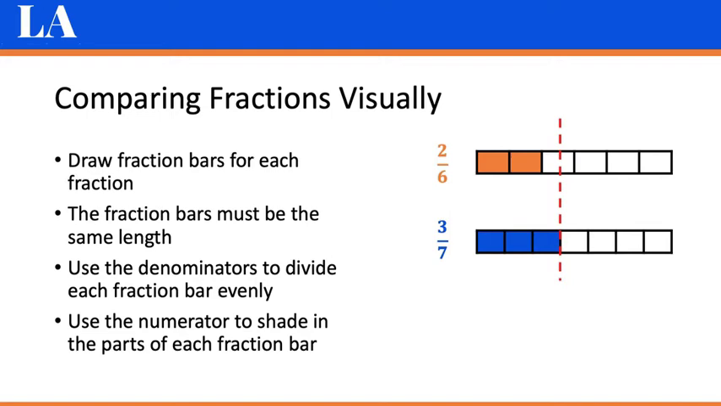Next, we analyze to see which fraction bar or which fraction is greater. In looking at our line, the red line, we can see that 3/7 is greater than 2/6.